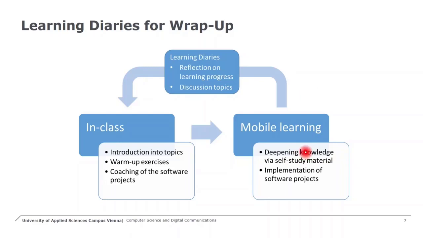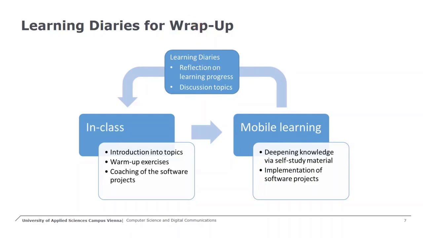In these mobile learning phases, students deepen their knowledge via self-study material, and they also implement small software projects in groups. Learning diaries in this course setting are used to wrap up the findings from the mobile learning phases weekly. This should help to reflect on the learning progress after each topic and to make the newly obtained knowledge sustainable by a structured repetition of the new material. So these learning diaries follow a particular structure, and students can reflect on their progress in them, and they have the function of a wrap-up.